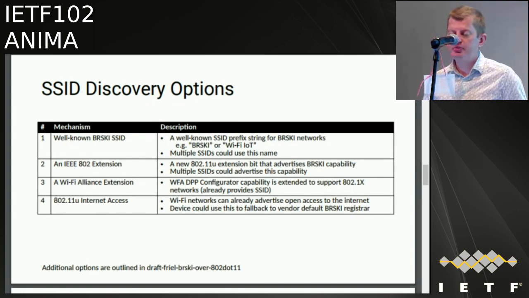So looking at some of the options for SSID discovery, these are all documented in the draft, but these are just some of the top ones. We could define a well-known Brewski SSID and make sure the network operators configure that SSID name, then devices will know to connect to that. We could define an 802 extension to advertise Brewski capability. We could leverage a Wi-Fi Alliance extension. So the Wi-Fi Alliance already has DPP. It doesn't quite fit the bill, but we could define extensions to DPP. And the fallback option is there's an existing 802.11u internet access advertisement. So we could build logic into a device that it sees an open network, it just looks for a vendor default registrar. But we need to consider device state machine complexity if we want to do that.